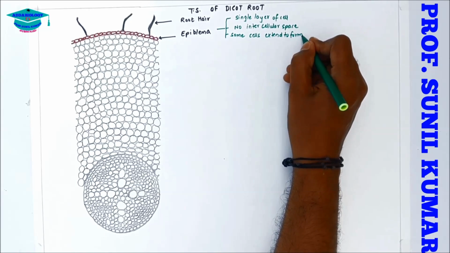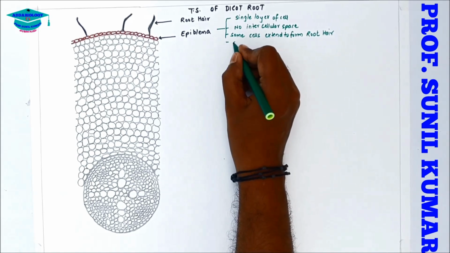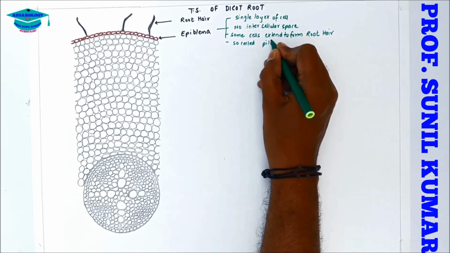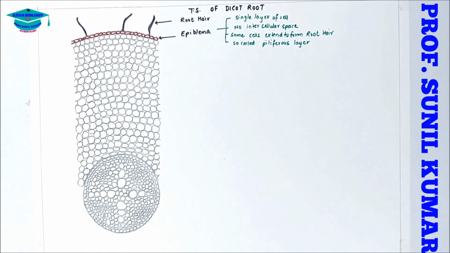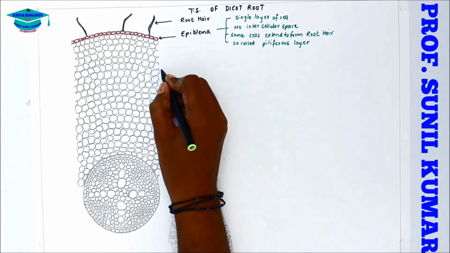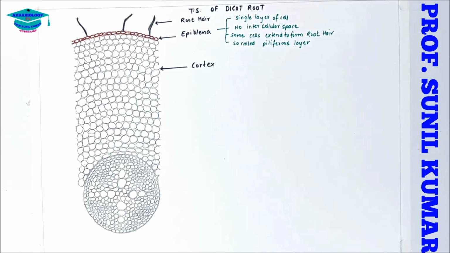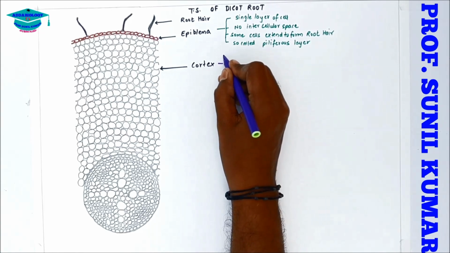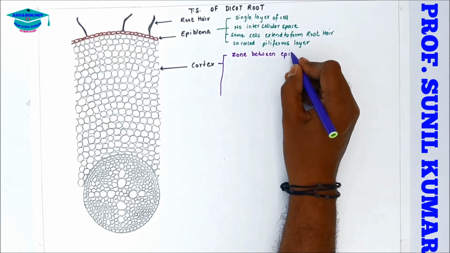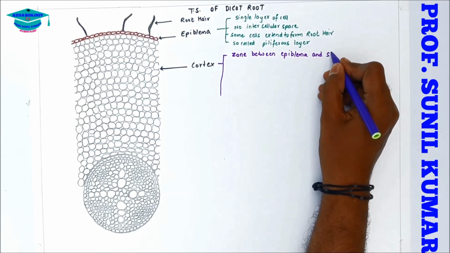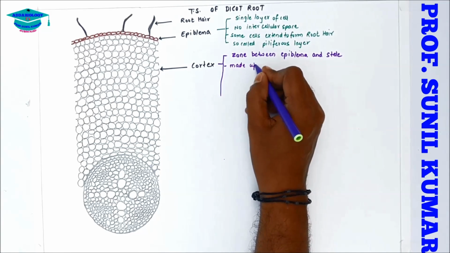When we talk about the epiblemma, it can also be called piliferous layer. Below the epiblemma, what we have is the cortex. When we talk about cortex, we need to understand certain things. Number one, the cortex is basically the zone between the epiblemma and the endodermis, or we can say the zone between epiblemma and stele. It is made up of parenchyma cells.